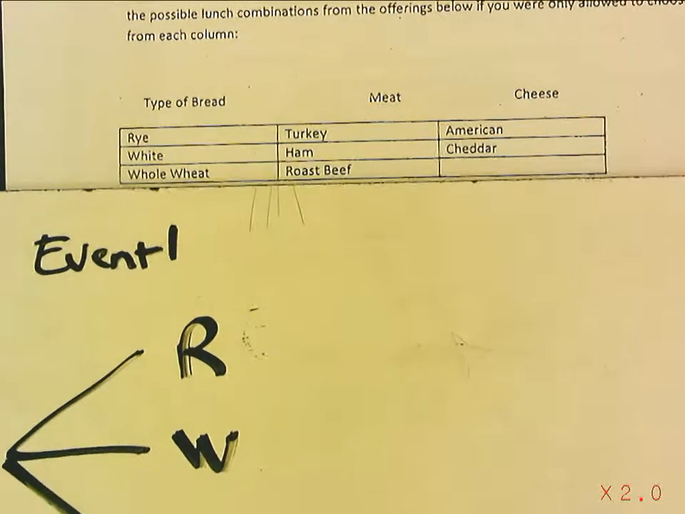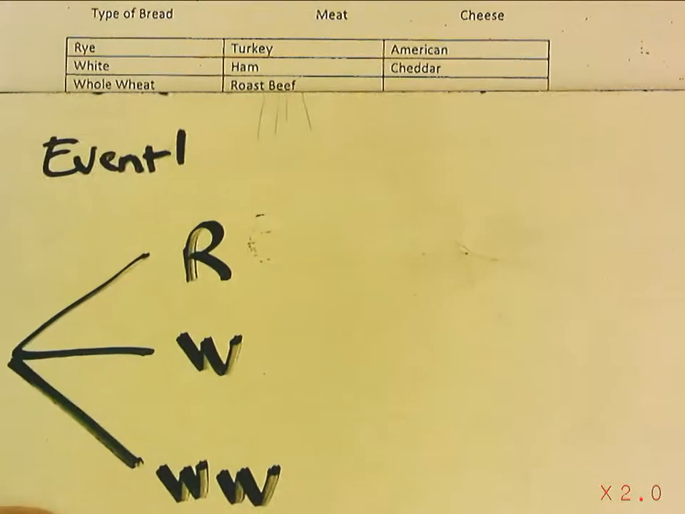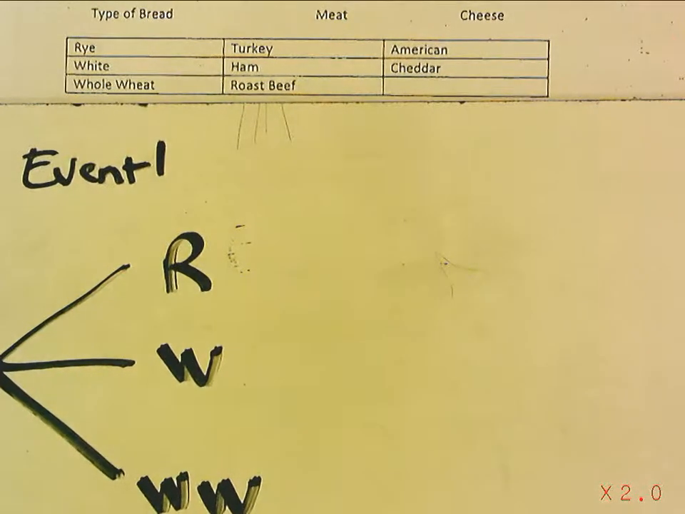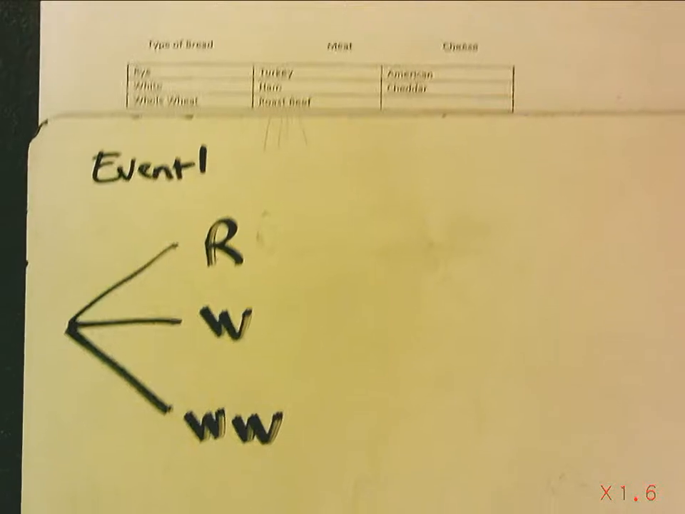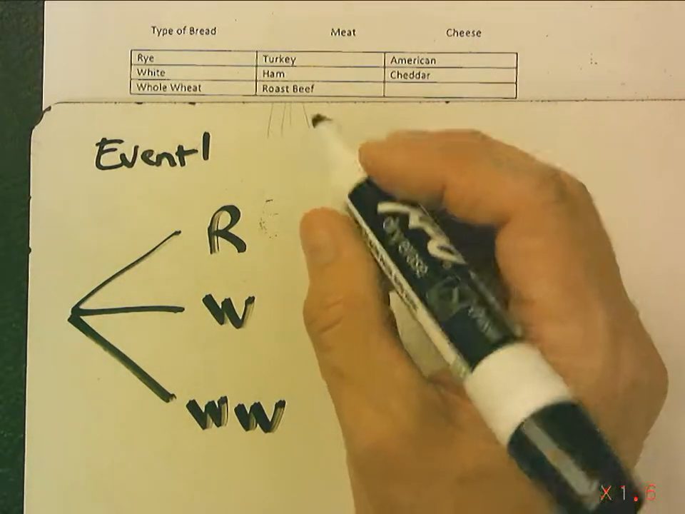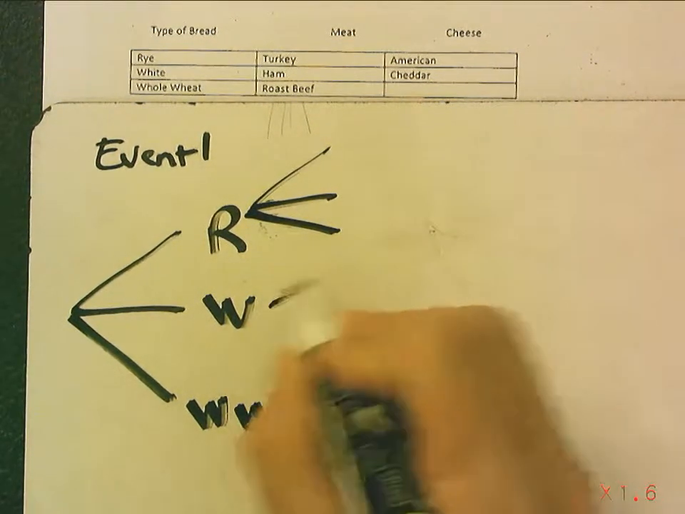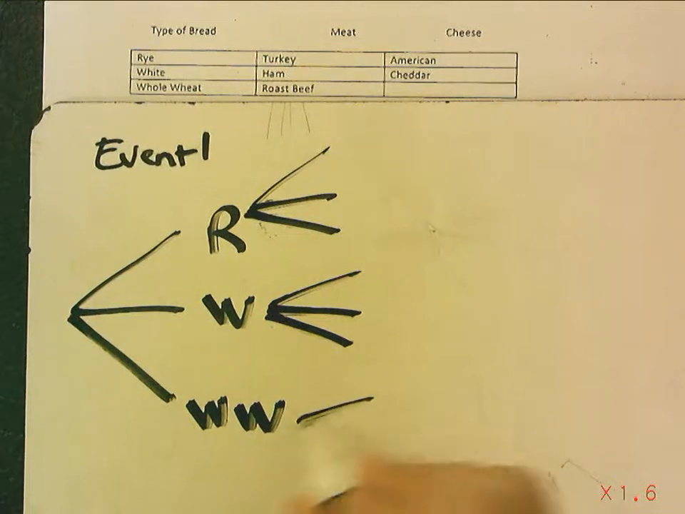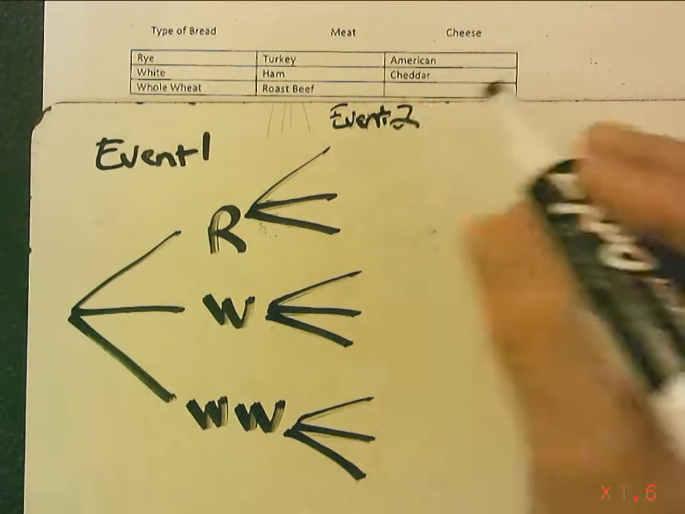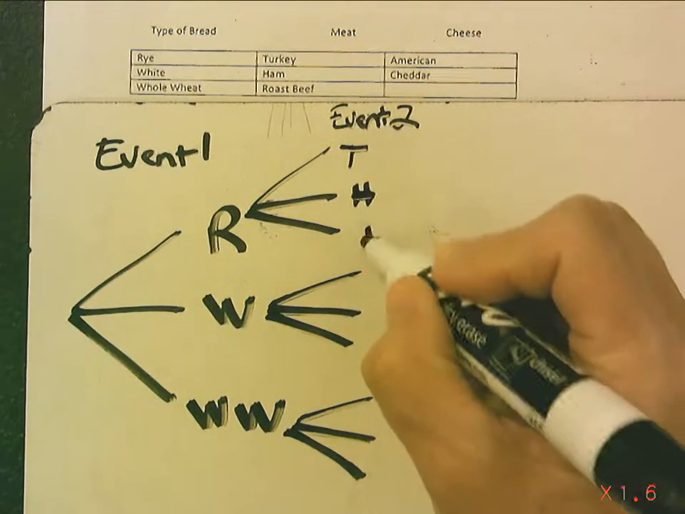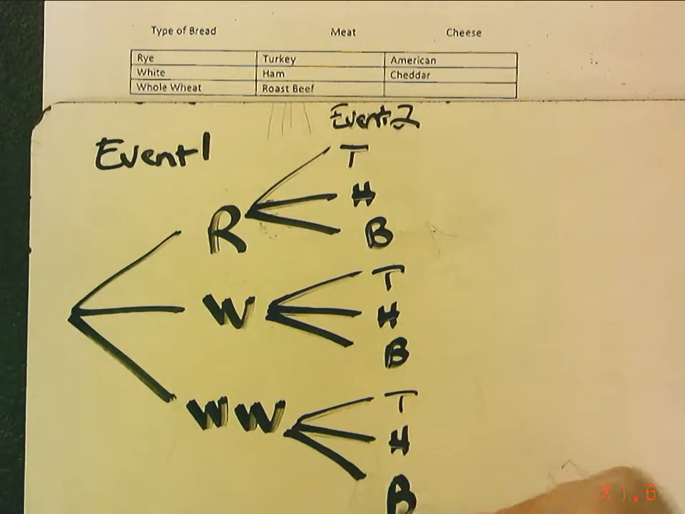Now, once I've chosen a bread, now I'm going to choose a meat. So, if I choose rye, I can either have turkey, ham, or roast beef. If I chose white, I could have turkey, ham, or roast beef. If I chose whole wheat, I could have turkey, ham, or roast beef. That's considered event 2. Event 2 is choosing your meat. Turkey, ham, beef, turkey, ham, beef, turkey, ham, beef.